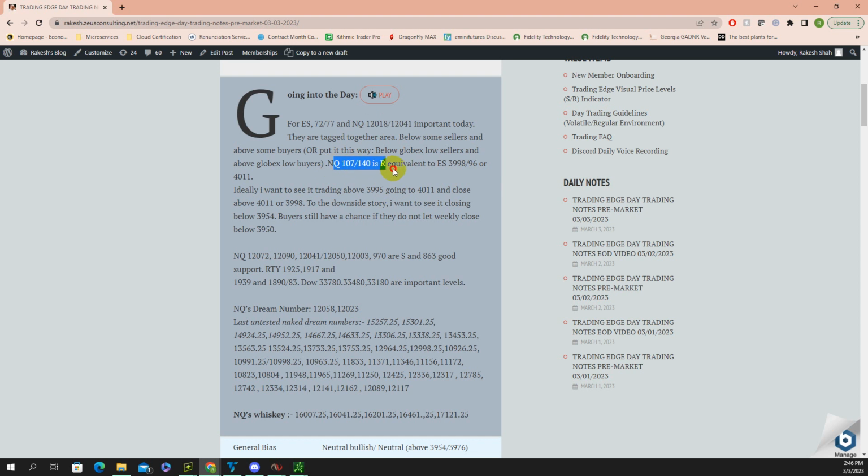NQ 107 140 is R, equivalent to 9896 or 4011. So the next level I'm giving you is this and this and this. Ideally I want to see it trading above 95. I didn't say 95, I said above 95, going to 11 and close above 11 or 98 at the end of the day. That is what I mean, close. To the downside story, I want to see it closing below 39.54. Buyers still have a chance if they do not let weekly close below 39.50. So indirectly I'm telling you here to go longs. Multiple statements favoring longs here, okay?